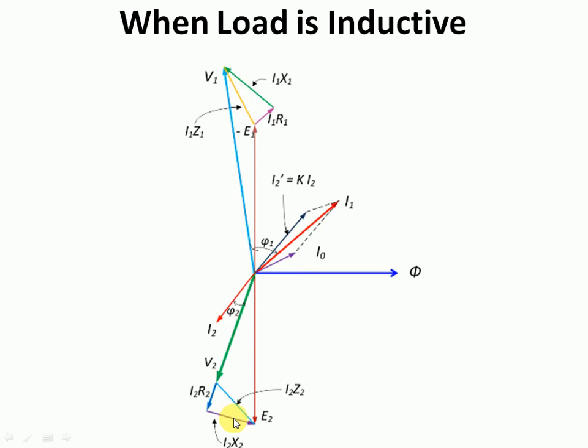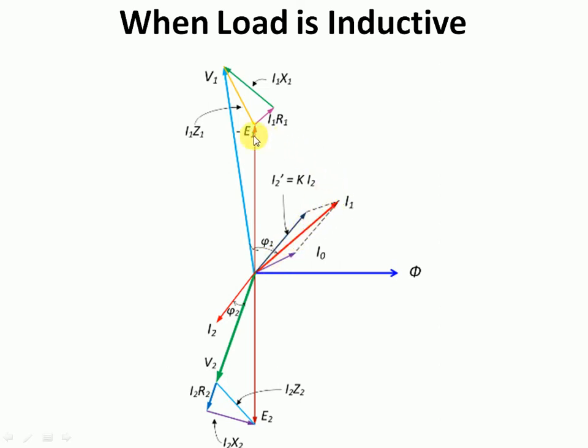So this will be indicating I2 X2. So now you know V2 plus I2 R2 plus I2 X2 will be giving the value E2. In the next step, you have to extend this I2 towards the primary side, and this will be indicating as I2 dash, which can be represented as KI2. I0 plus I2 dash will be giving you the value I1.